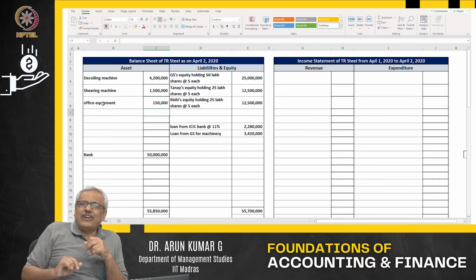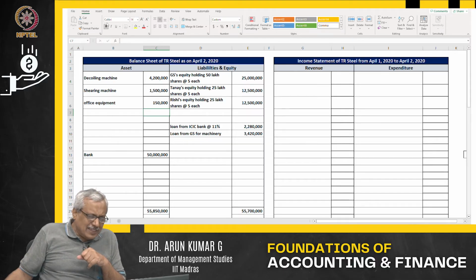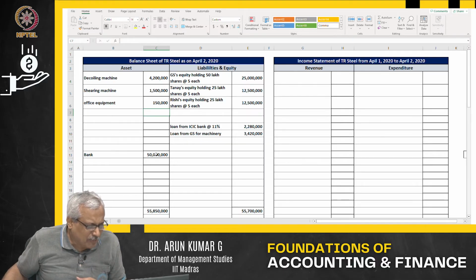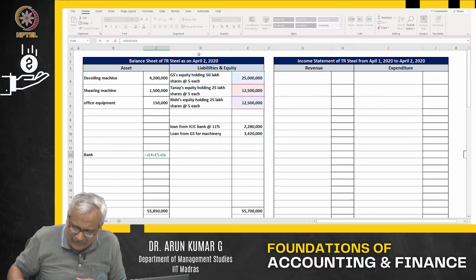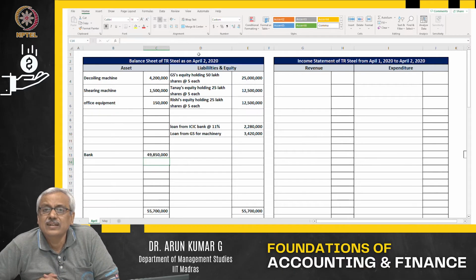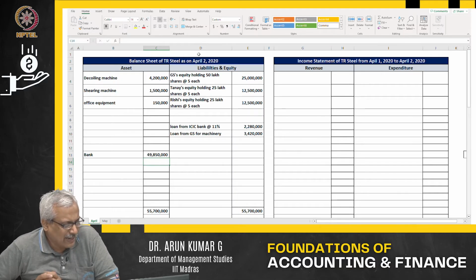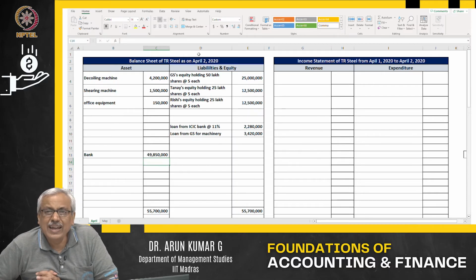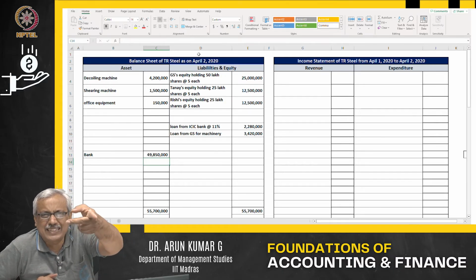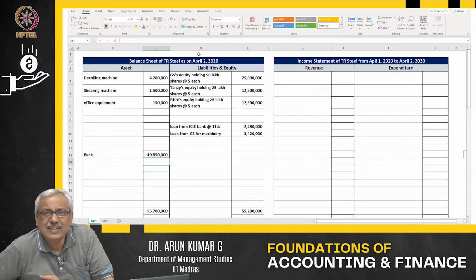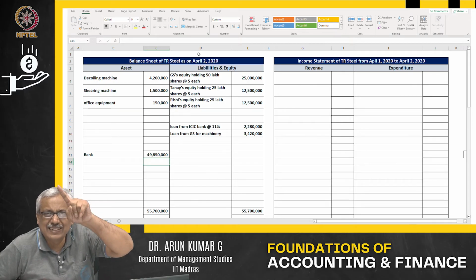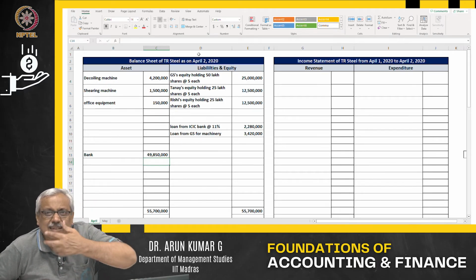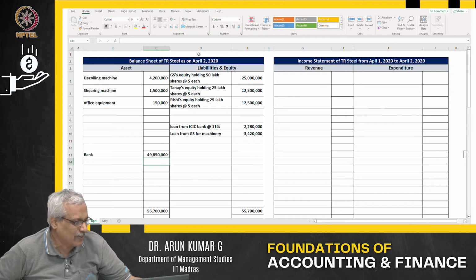You paid for it. When you paid for it, what happens? The bank balance, which you had as 50 lakhs, gets reduced by 1.5 lakhs. So what happens in this transaction? An asset is getting impacted twice. One asset is increasing, another asset is decreasing. An asset is getting impacted twice, and that is what we see in this particular transaction.